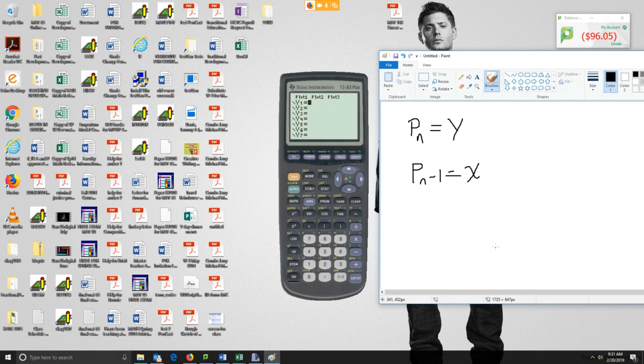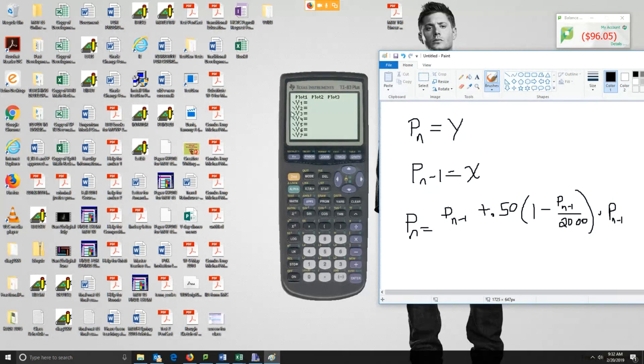All right, so here's what I'm going to do. My formula, if you remember, is P sub n is equal to P sub n minus 1 plus 0.50 times 1 minus P sub n minus 1 all over 2,000, and then I'm going to multiply that by P sub n minus 1.